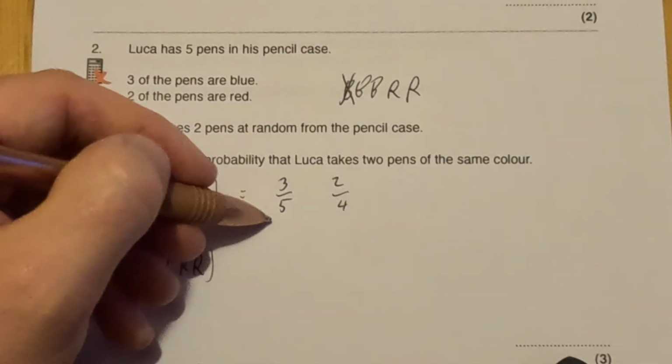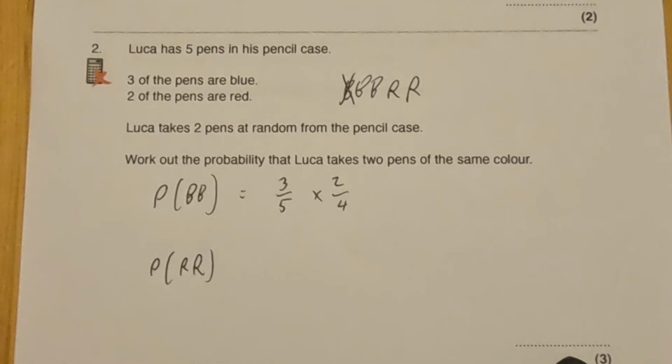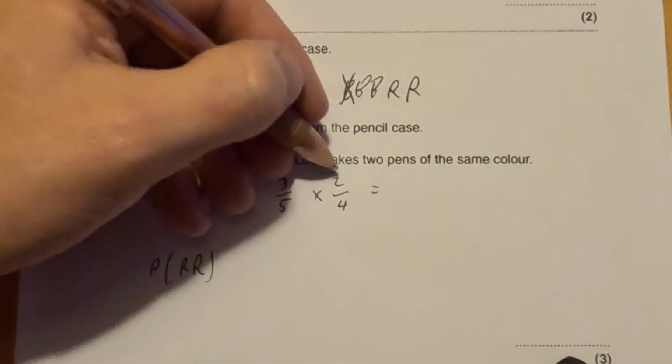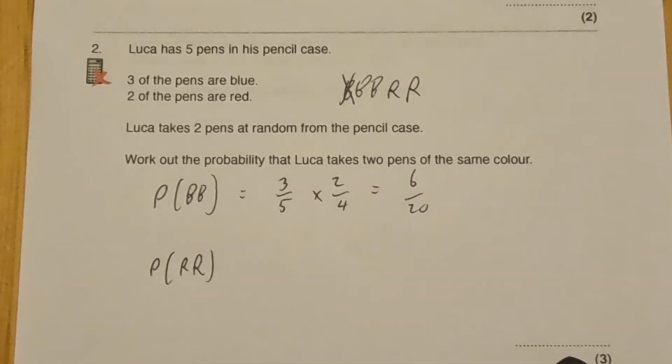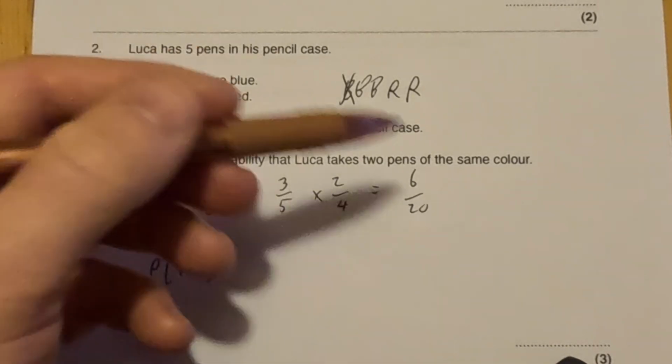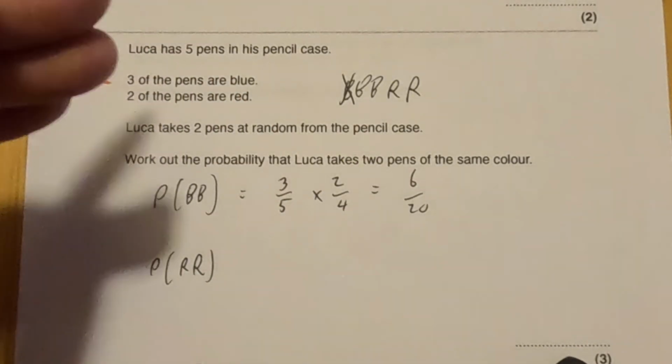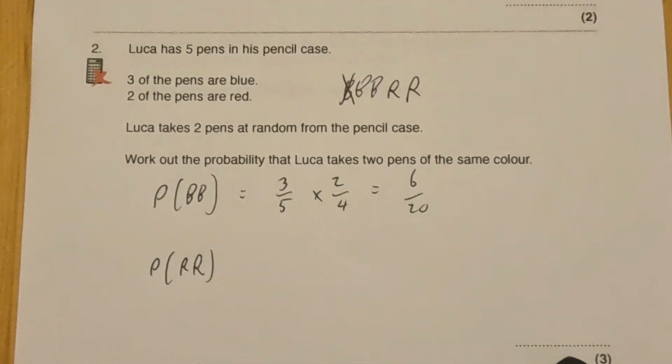So if we do 3/5 times 2/4, that'll tell us the probability of getting a blue pen and then another blue pen. So 3 times 2 is 6, and 5 times 4 is 20, so that'll be 6/20. So the probability that Luca picks a blue pen and then another blue pen will be 6/20. Now we can cancel that down, but I'm not going to yet, because quite often with these probability questions, when you're adding together the options at the end, it can be quite useful if you haven't cancelled them down, and then if you do want to cancel them down, to cancel it down at the very end.